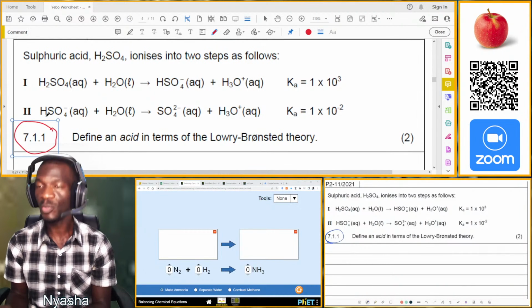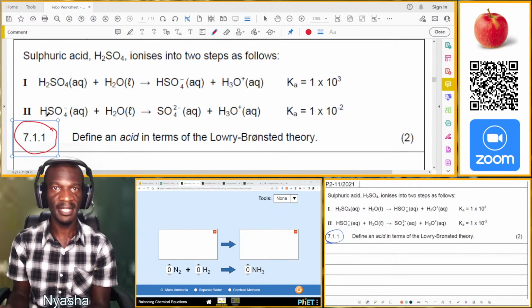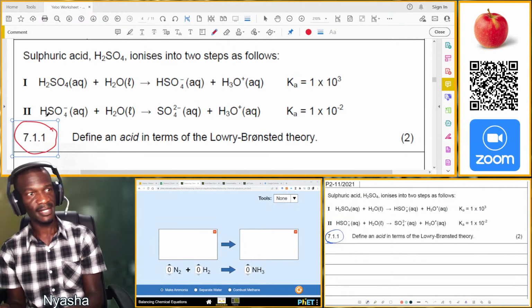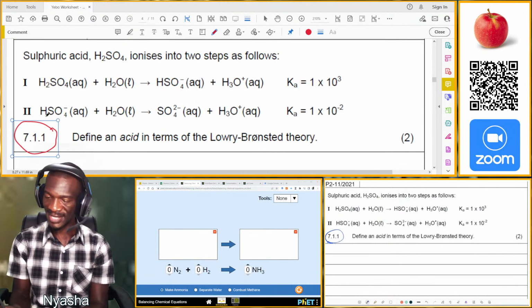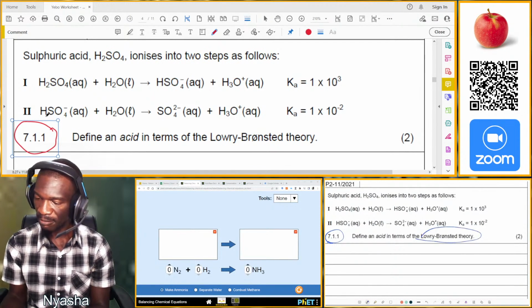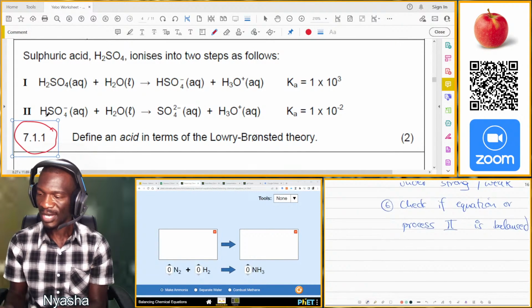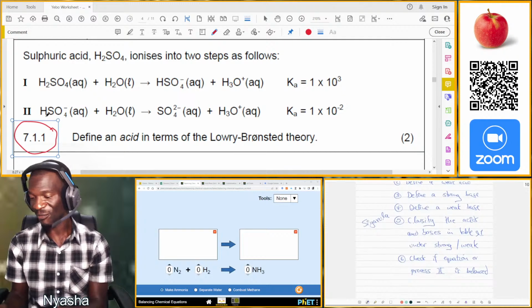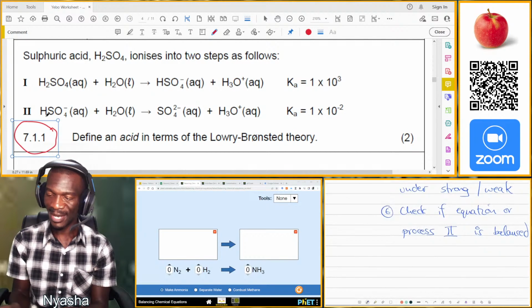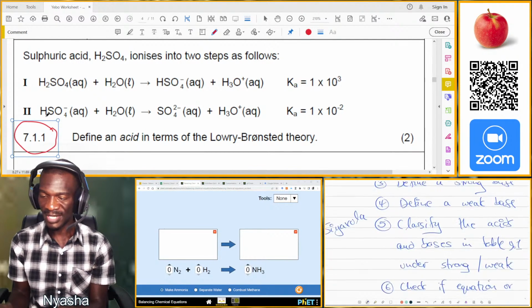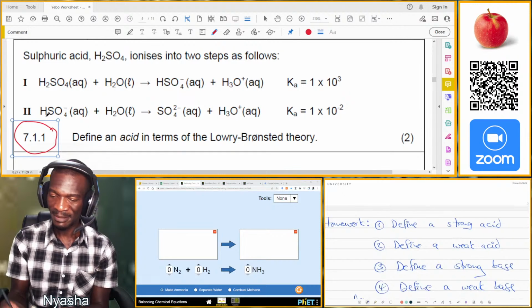Now, there are 2 theories that define acids and bases, right? So, what is an acid according to the Lowry-Bronsted theory? So, let's just look at those 2 definitions. I think I've given you enough homework. 6 pieces of homework, that's too much. So, let's now look at the theory. So, this was our first part. I'll just call it part A of the work.